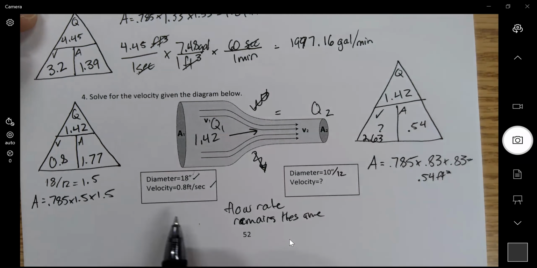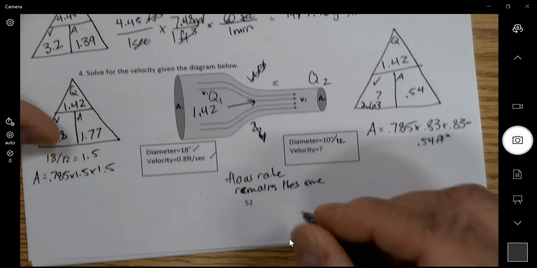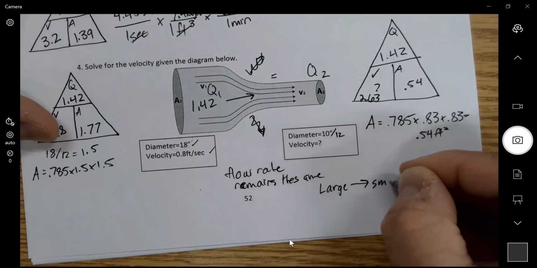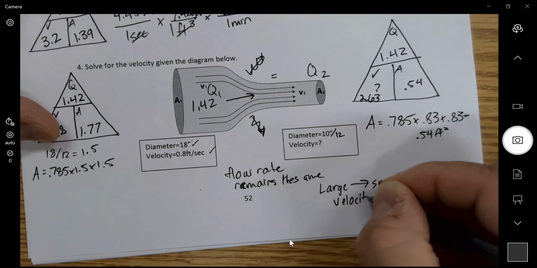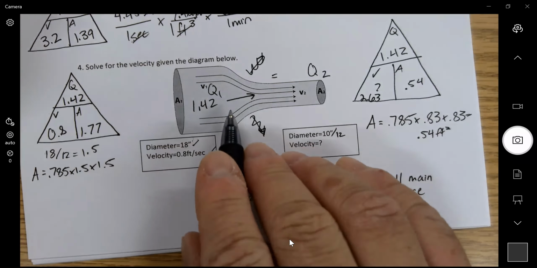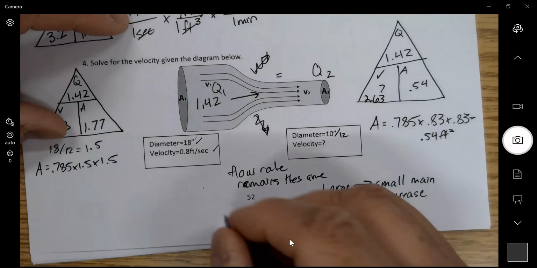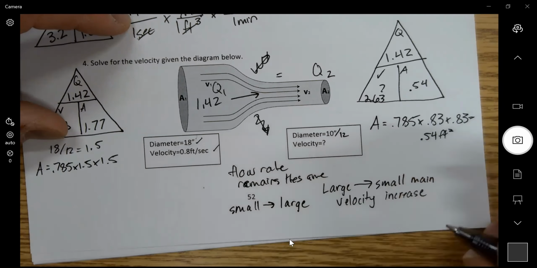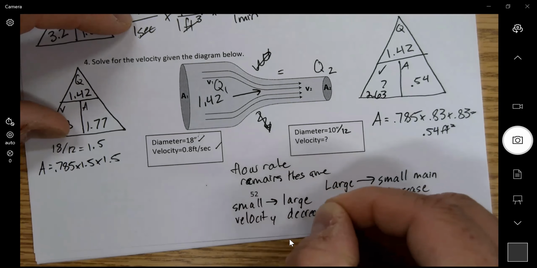So if you look at the velocity, what happened to it? Well, it increased. So going from a large to small main, velocity will what? It will increase, obviously. The water is being squeezed down, so it's got to go faster to get the same amount of water in there. Now, small to large would be opposite. Velocity will decrease with this, okay?